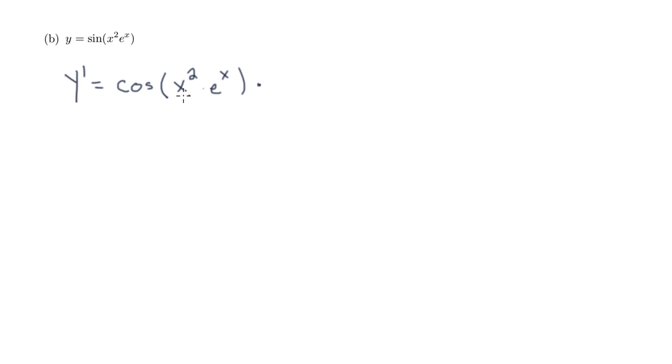And then the price is to multiply by the derivative of the inside. So to multiply by the derivative of x squared times e to the x. But like I said, this is a product of two functions. So we take the derivative of the first times the second plus the first times the derivative of the second. Okay, and this is the first derivative. Now I'm not going to simplify this, and you're going to see why. And you're really going to see, at least in these examples, simplifying doesn't always help you.